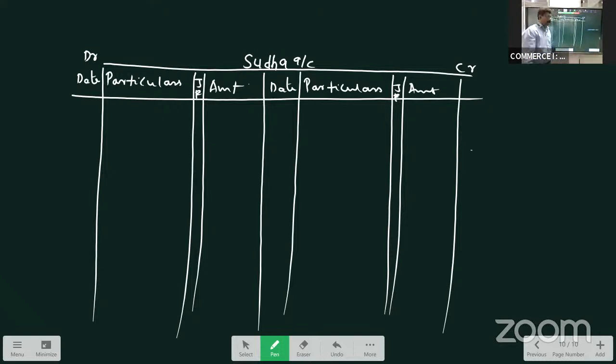Sudha account is a personal account. The rule we follow is debit the receiver, credit the giver. In this case, if Sudha is receiving, write it on the debit side of her account. If Sudha is giving, write it on the credit side of her account. Okay. So what is the first transaction you see? Amount due from Sudha, 8,000.